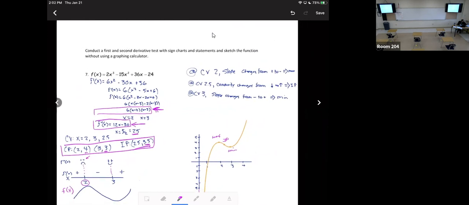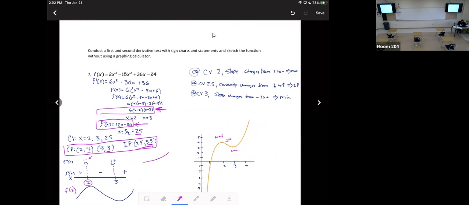Now, whenever you have a sign chart, you're going to have to do a statement. Otherwise, the sign chart doesn't really count. So let's look at the statements. At CV of 2, the slope changes from positive to negative, which yields a max. I agree. This is not what you want. I don't care where the concavity changes.